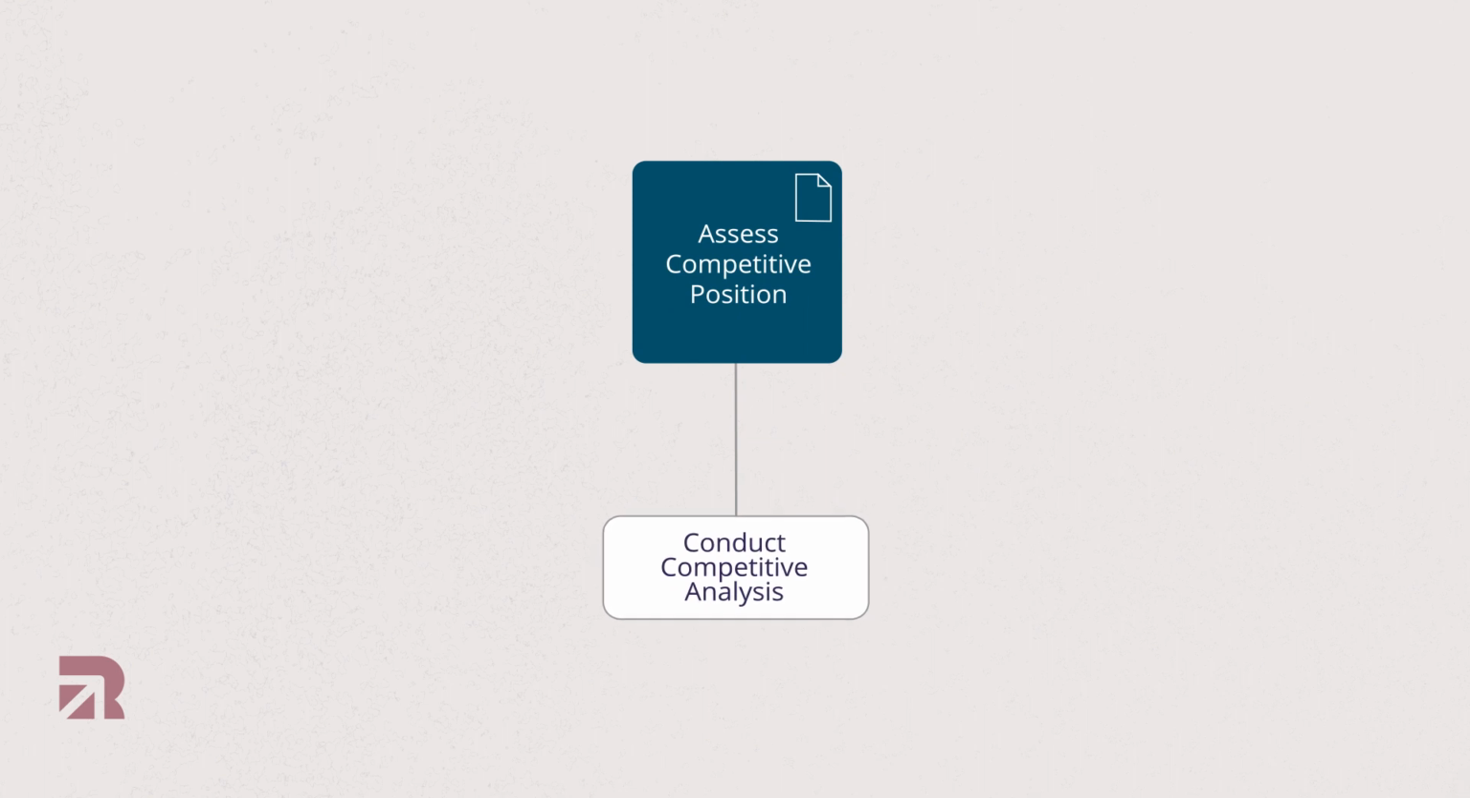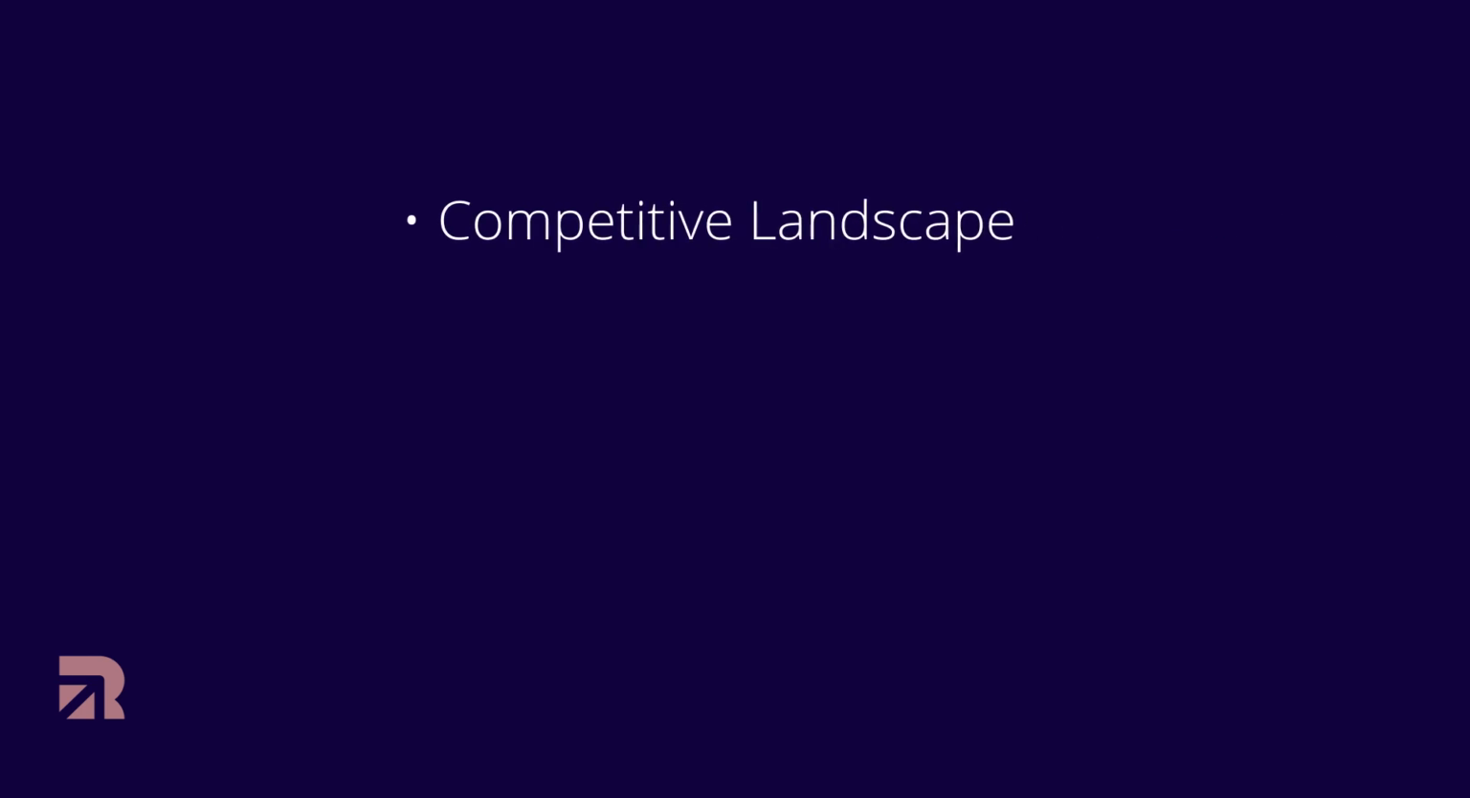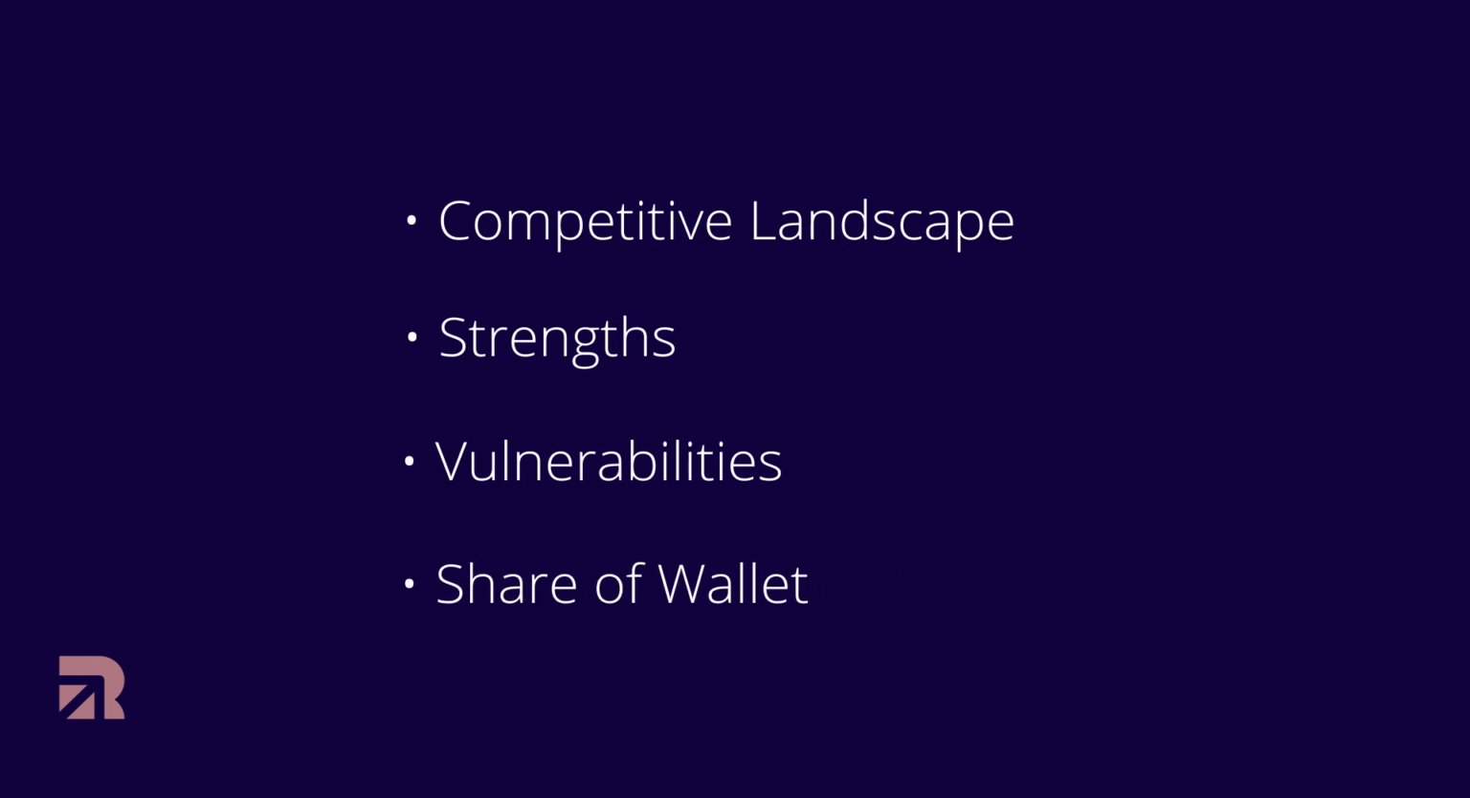The final activity is to assess your competitive position. To complete your competitive analysis, you look at 4 elements: the competitive landscape, including internal and external competition, your strengths and evidence to support your conclusion, your vulnerabilities and evidence to support your conclusion, and the share of wallet that you and the competition possess.